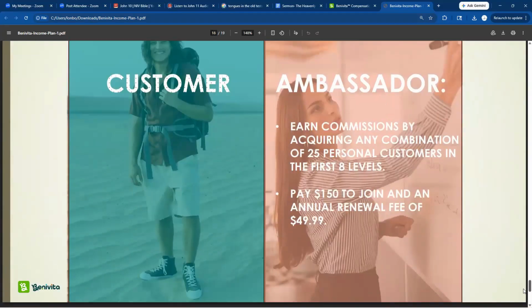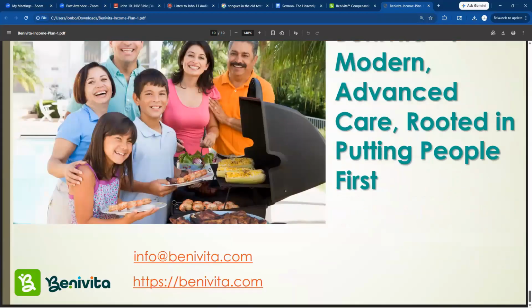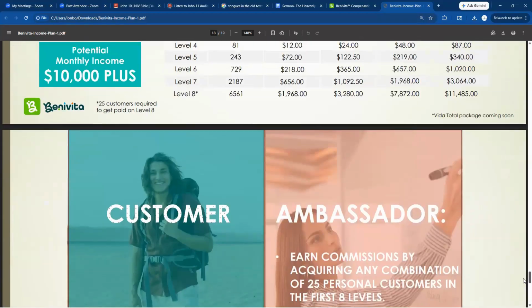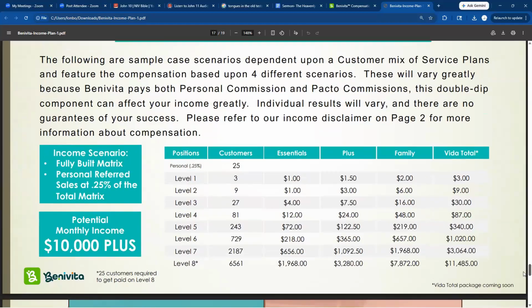So, that's all that it shows pretty much on here. Very, very simple. We want to tell the ambassador to get 25 people, really to get 35 people, and make sure that they always have 25 every month, so they can get paid the maximum out of the pool. You don't want to drop down a couple people and then you're missing like $10,000. Because don't forget, level 8 is the one that pays the crazy amounts of money.